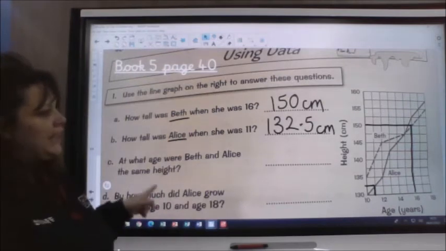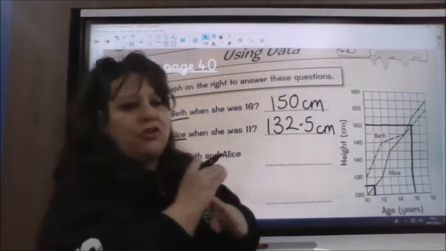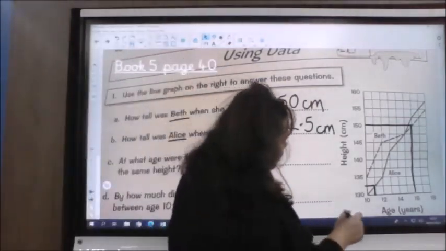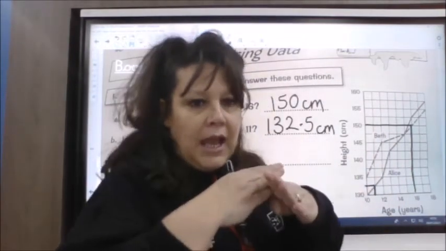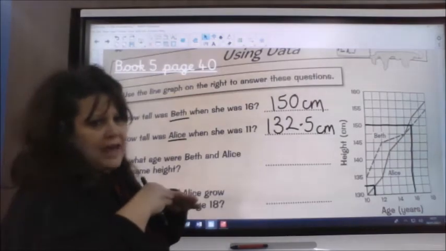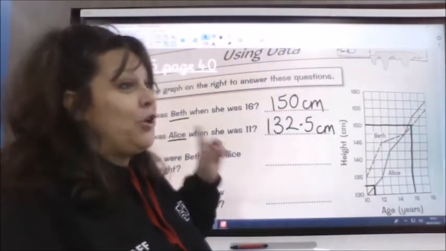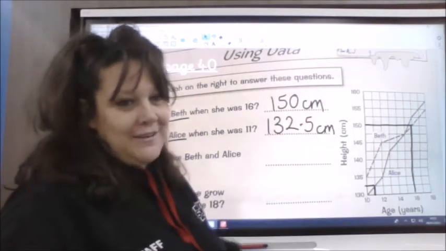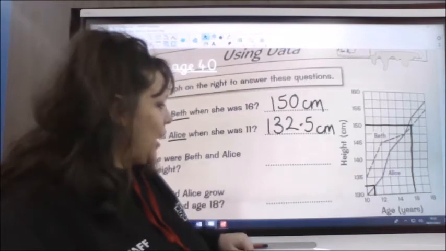So at what age were Beth and Alice the same height? So where do their graphs cross? So if we have a little look, okay, we're looking for where the Alice and Beth both cross together. So I want you to pause the video again, and I want you to use your ruler. I want you to find at what age it was. Okay, off you go.